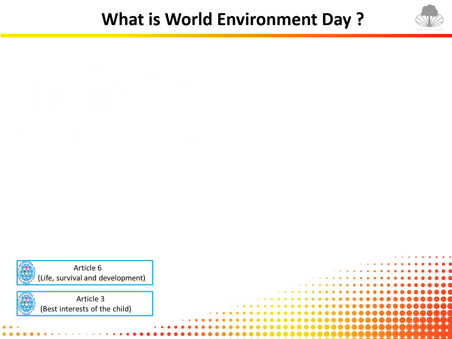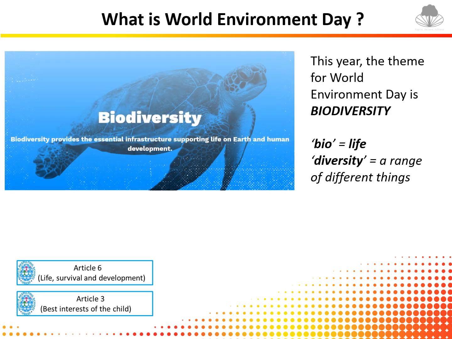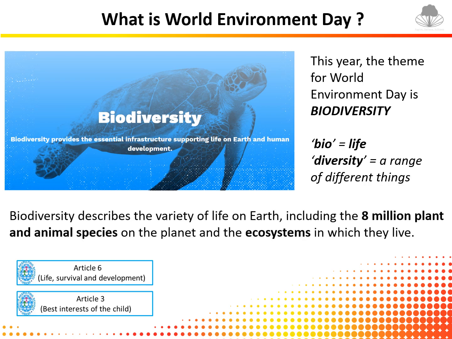The theme that has been chosen as this year's pressing environmental issue is biodiversity. And you can see on the screen there, for anyone that hasn't come across this word before, bio in fact means life, so biology is the study of living things, and diversity refers to a range of different things. So biodiversity describes all of the different species of life on Earth, which includes the 8 million plant and animal species, and the ecosystems in which they live.